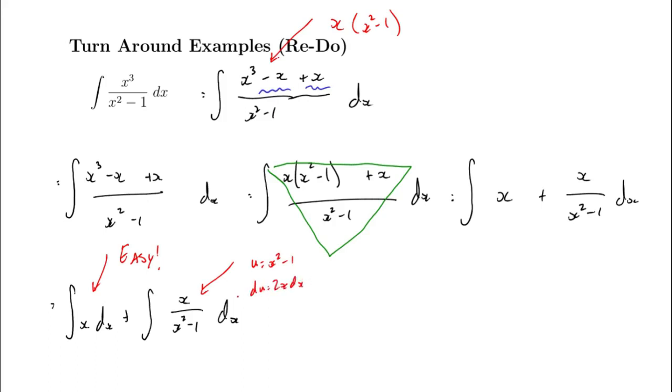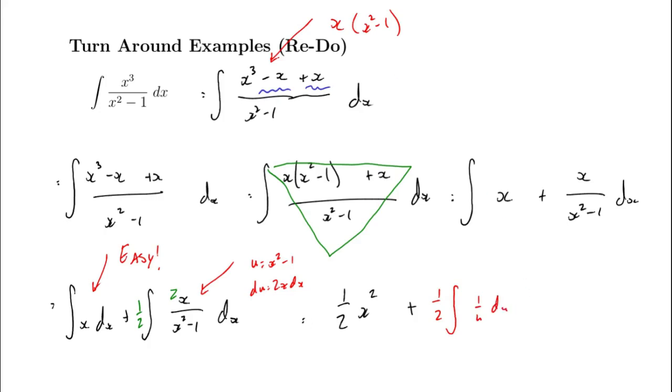Pick the denominator to be u, x squared minus 1. du then is 2x dx, so we're going to go ahead and put a 2 up there and a half out front. And then we end up with half x squared, that's my first integral, plus, and I'll deal with the constant at the very end, half integral of 1 over u du.